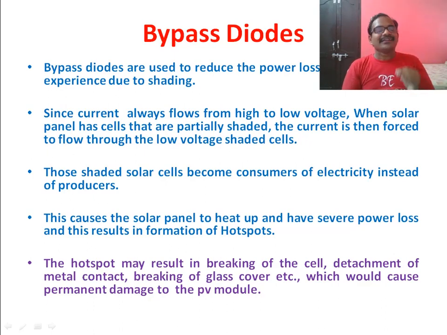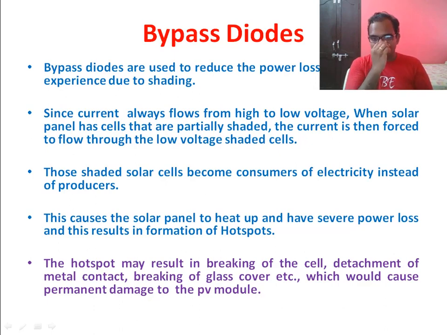Because of this flow of current from the high voltage cell to the low voltage cell, the low voltage cell will act as a consumer of electricity instead of a generator of electricity. Actually it should generate electricity, but in that place it is consuming electricity, that is, it is taking the current. When current passes through a cell like this, it causes the solar panel to heat up and have severe power loss, and this results in the formation of hot spots.